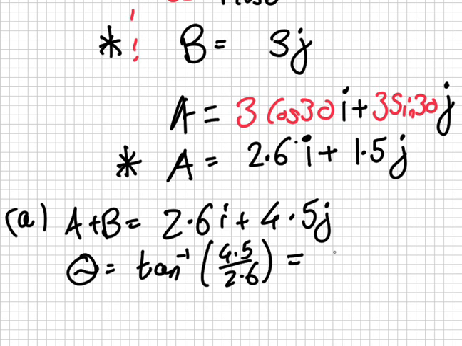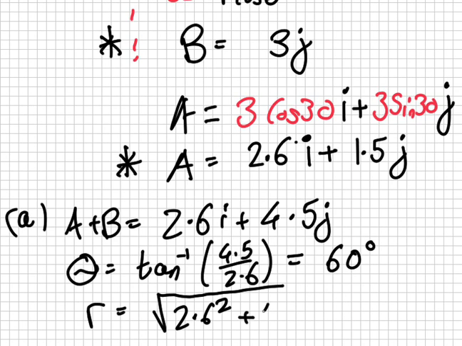60 degrees. Now, I would like the original. I don't know if you fixed that. Did that have a minus? No, it's 60. Okay. And then the magnitude is square root of 2.6 squared plus 4.5 squared. So it's actually 59.9. I will settle for 60. What's this magnitude, though? 5.2 meters.